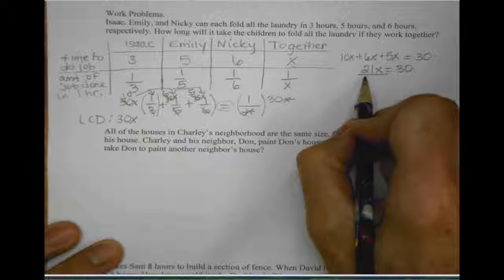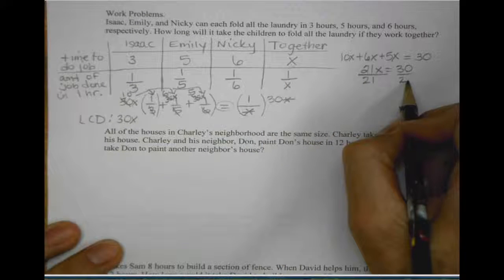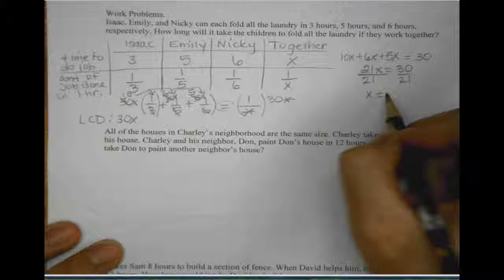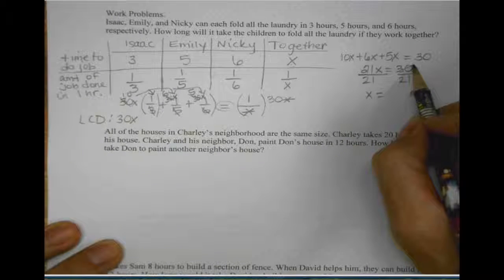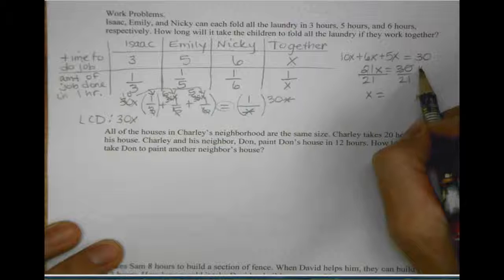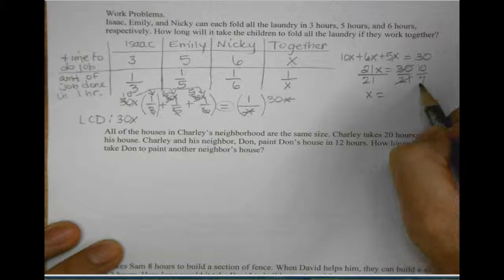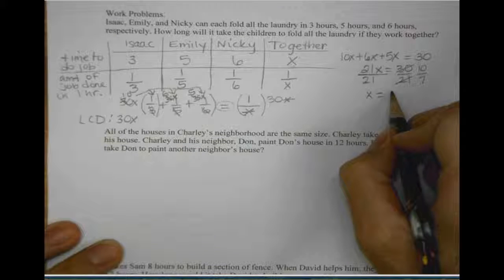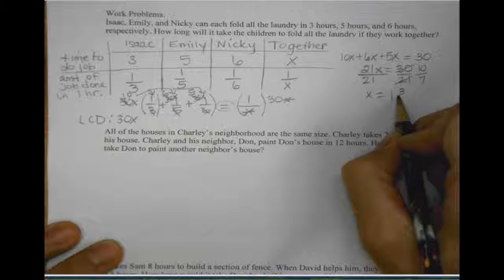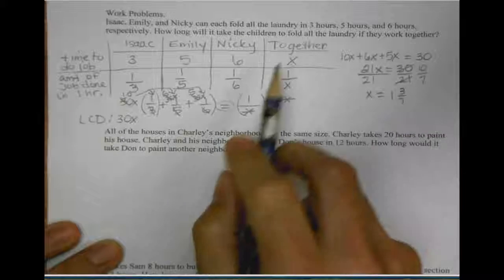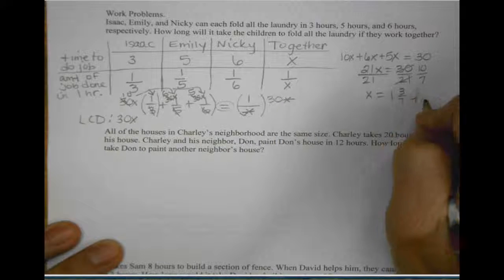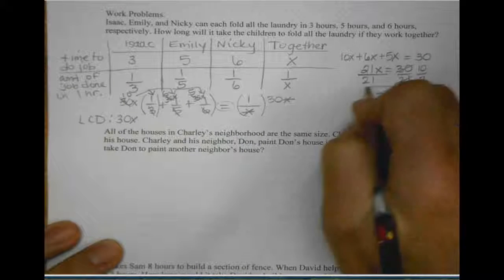So I divide both sides by 21. And I have x equals, I can see this is divisible by 3, and this is divisible by 3. And if I convert 10 over 7 into a mixed number, it's 1 3/7. So together it takes them 1 3/7 hours.